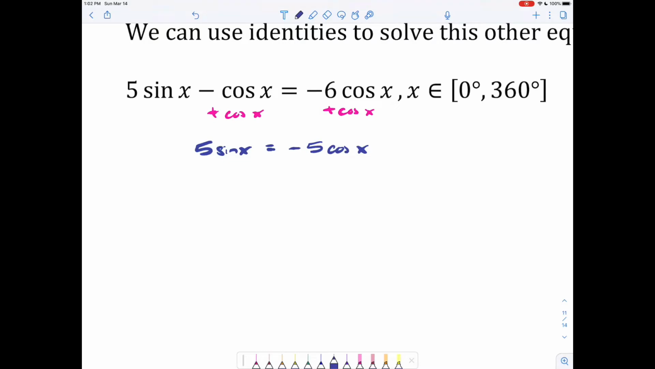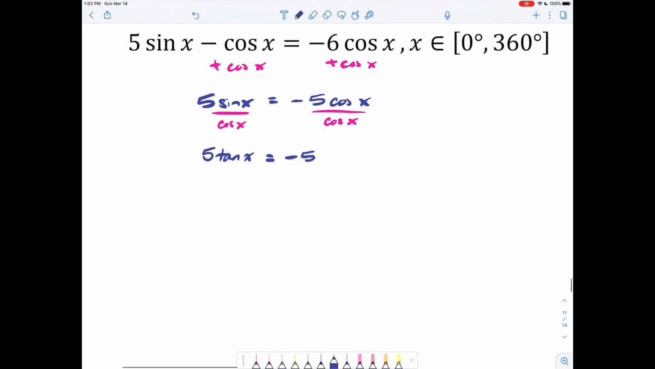So we've still got multiple trig functions here. But I know that there's a relationship between sine x and cos x. In fact, the ratio between them is tan of x. So if I take this and I divide by cos x on both sides, on the right side, that's just negative 5. Now on the left side, we've got 5, and then sine x divided by cos x is tan x. Next step would be just dividing both sides by 5, which would allow me to say that tan of x is -1.